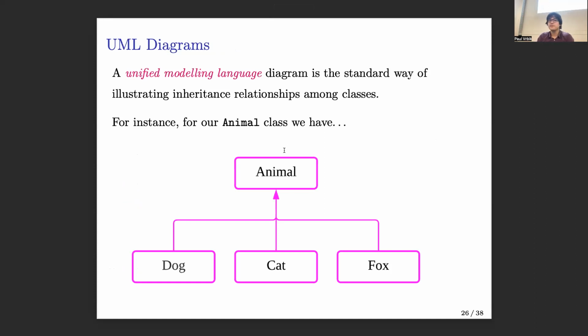UML diagrams. This stands for Unified Modeling Language. It's a standard way of illustrating inheritance relationships among classes. Notice the direction of this arrow. The arrow is meant to be replaced in your head by "is a". So this dog is an animal. This cat is an animal. This fox is an animal.